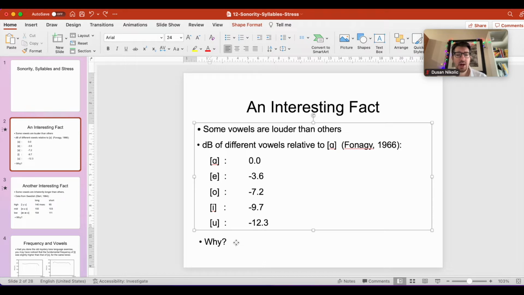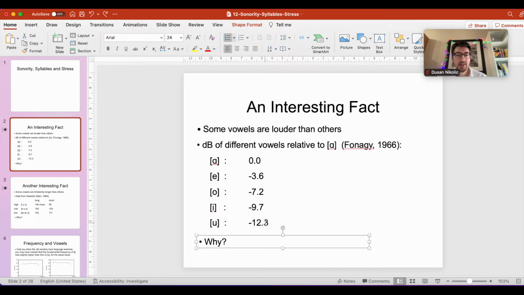And I asked you, why is that so? Why do you think that certain vowels are louder than others? Well, the simple fact is that it is the openness of the mouth, to put it very simply. So the more you open your mouth, the more intense your vowels will be, or louder they will be, simply because a great amount of air can exit your mouth, right?